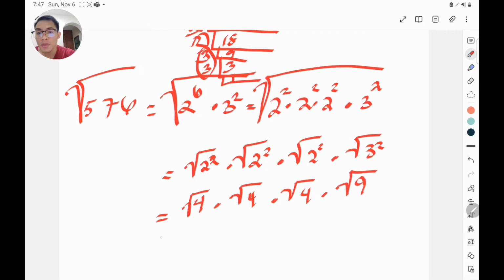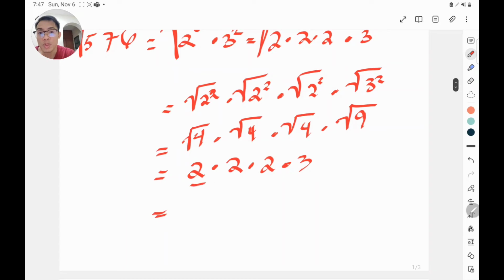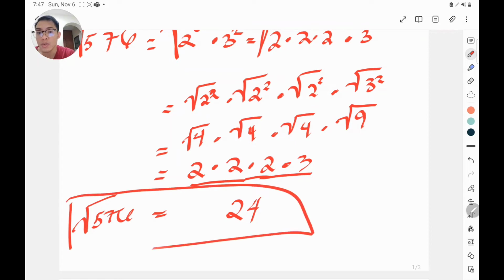Now we both know that the square root of 4 is 2, correct? Times 2 times 2, and then times 3, since the square root of 9 is 3. So we cancel the square roots, and we can just multiply them. We have 2 times 2 is 4, times 2 is 8, times 3 is 24. So basically the square root of 576 is equal to 24. We were able to solve the square root of 576 using the prime factorization method.